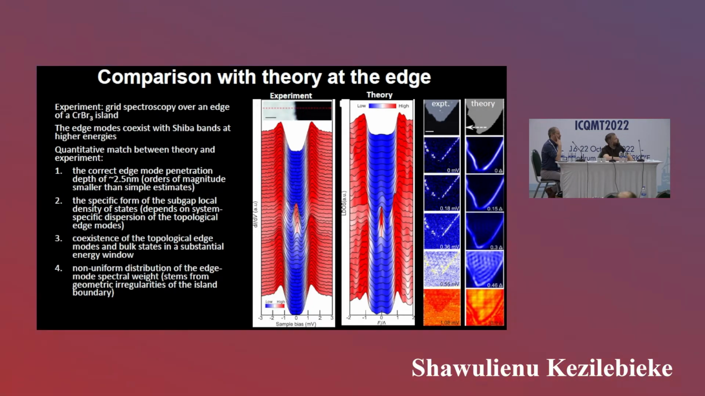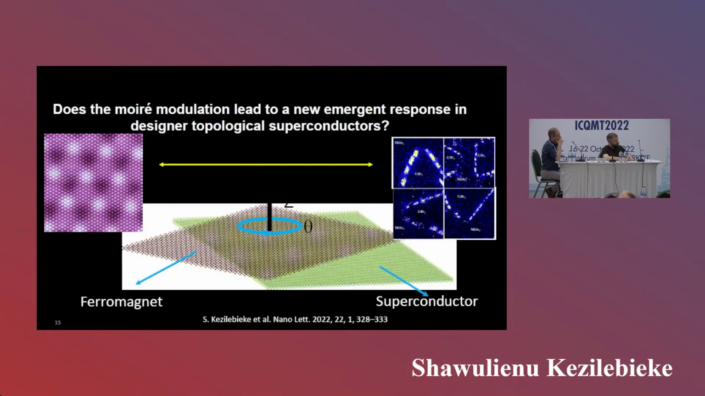As you can see here, even if you have this kind of straight edge state, we still have some sort of modulation on top of the edge state that we see. And this modulation exists for all different islands. Next slide, please. Which is shown here.